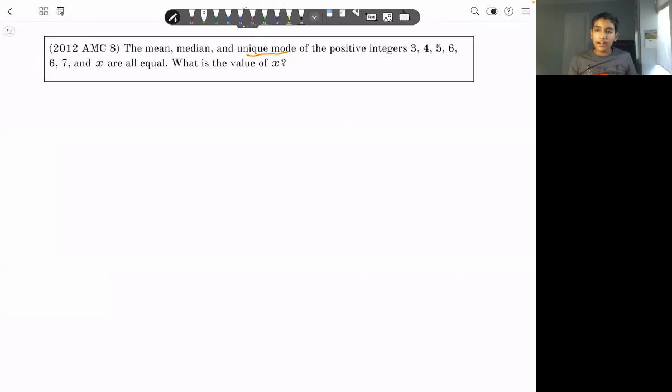So before I move on, I just want to say that a list can have multiple modes. Let's say you have 2 and 3 that both appear twice. But when it says unique mode, that means there's only one mode. Basically, there has to be one element that appears more than the others.